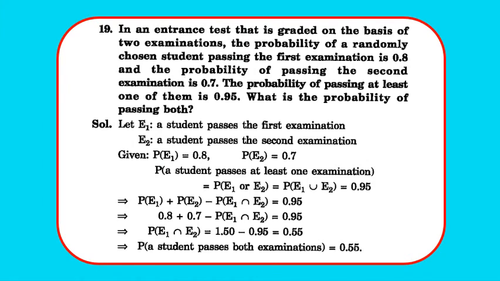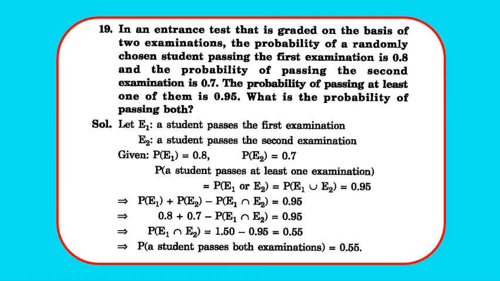Now moving to question 19. In an entrance test that is graded on the basis of 2 examinations, the probability of a randomly chosen student passing the first exam is 0.8 and the probability of passing the second exam is 0.7. The probability of passing at least one of them is 0.95. What is the probability of passing both? Both means we need to find intersection.